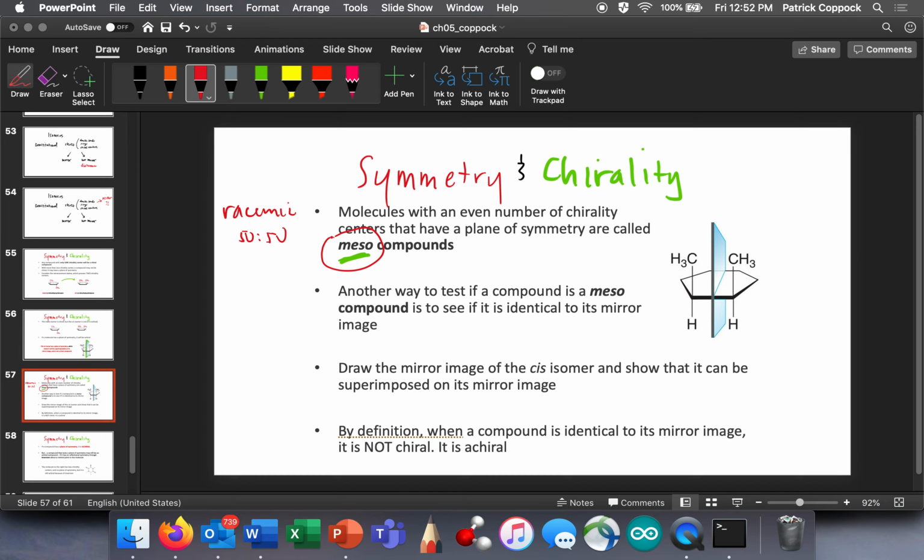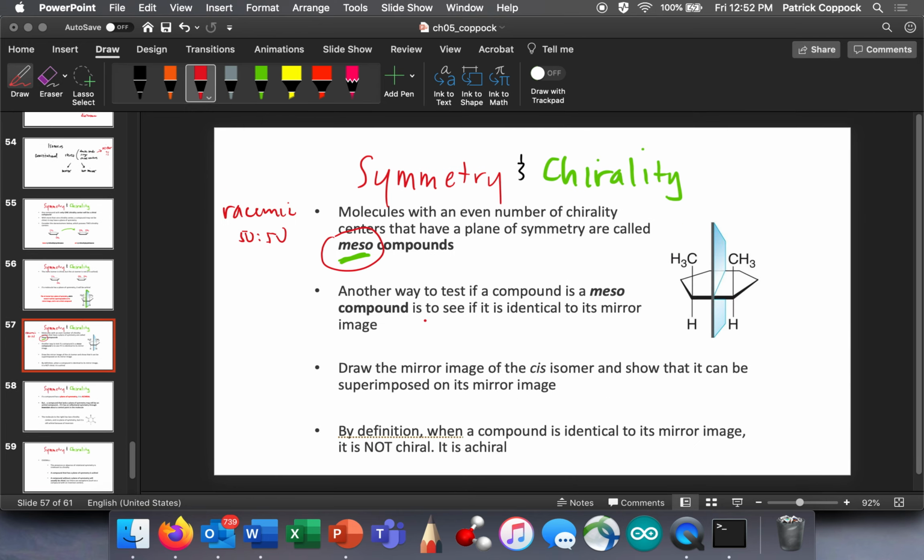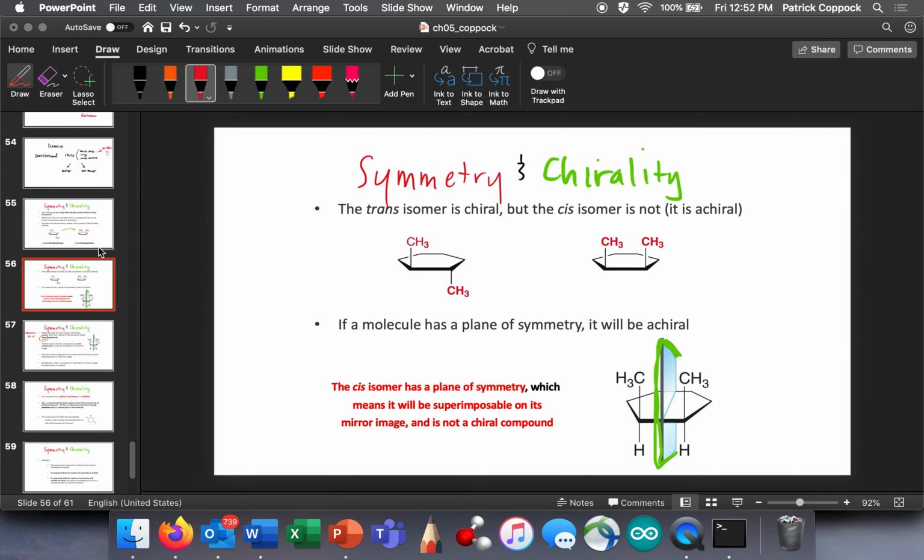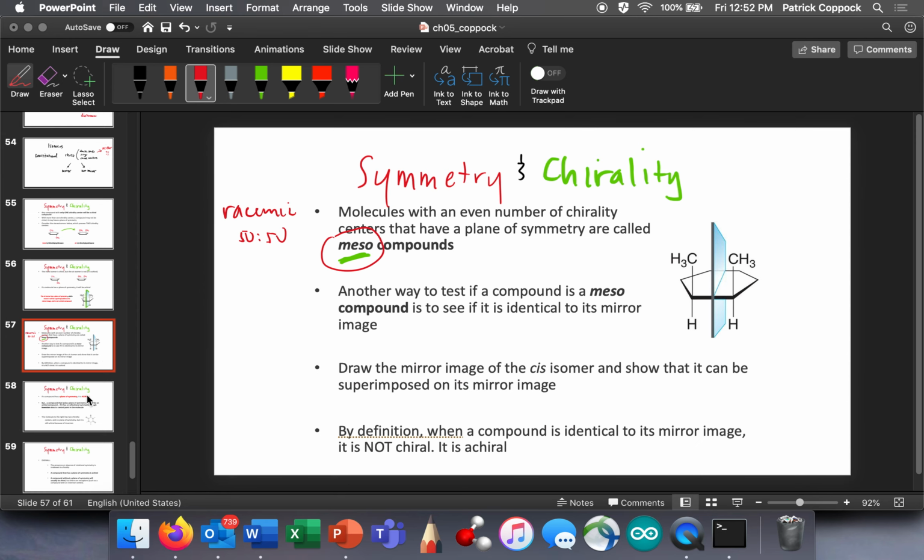Another way to test if a compound is meso is to see if it's identical to its mirror image. So I'm encouraging you to draw the mirror image of the cis isomer and show that it can be superimposed on its mirror image. By definition, when a compound is identical to its mirror image, it is not chiral. It is called achiral. A is the Greek prefix which means not. So it is achiral.